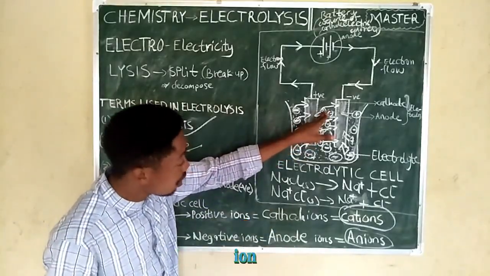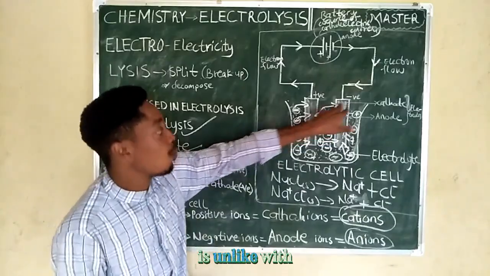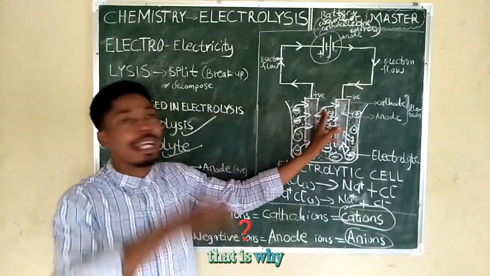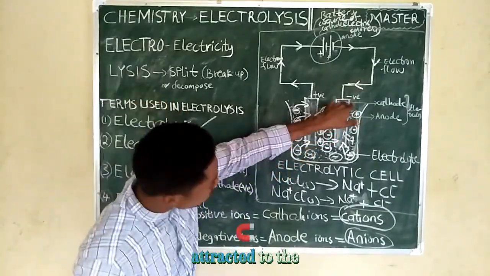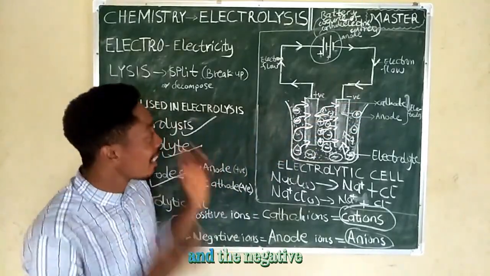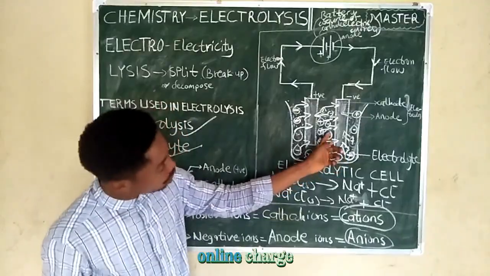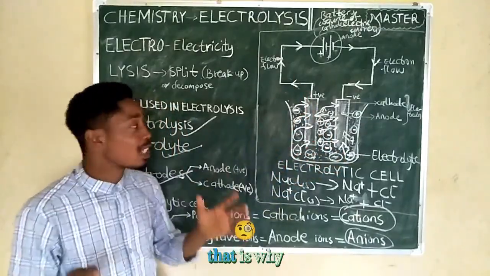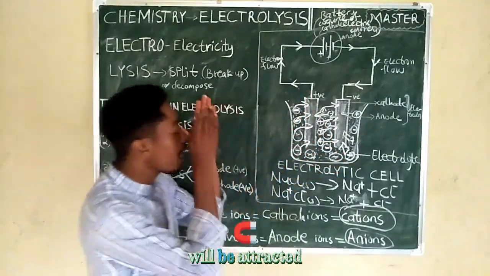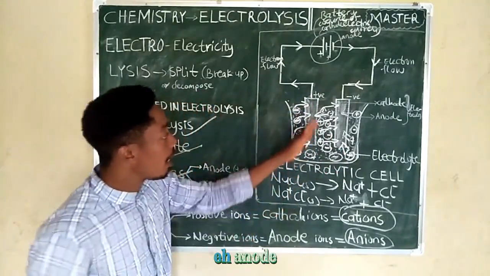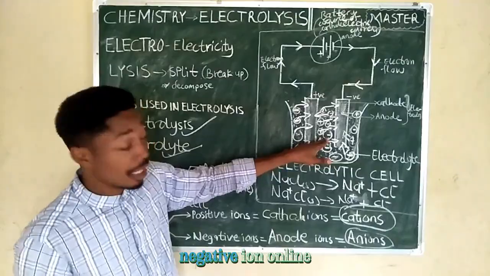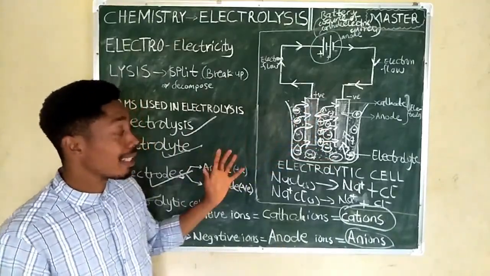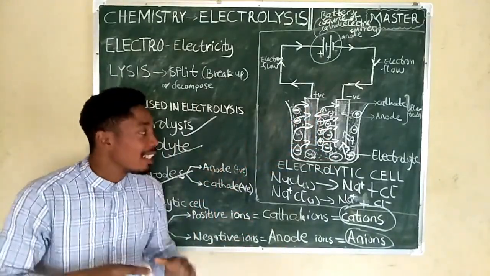Because the positive ion is unlike with the charge of the cathode, that is why the positive ion is going to be attracted to the cathode. And the negative ion is an unlike charge with the charge of the anode, that is why the negative ion will be attracted to the anode. Negative ion, unlike charge to the anode. That's what is going to happen.